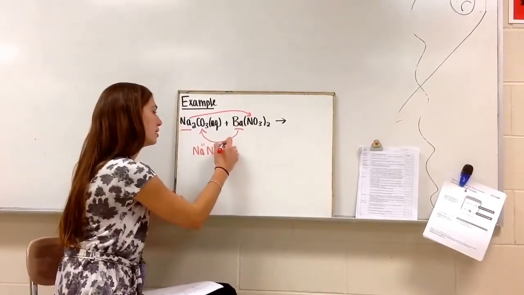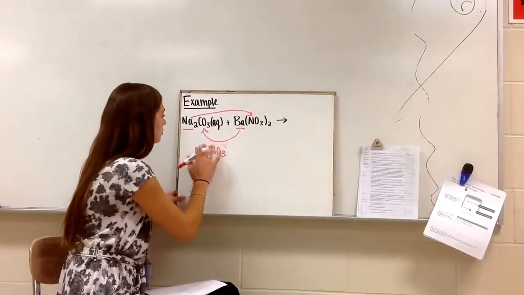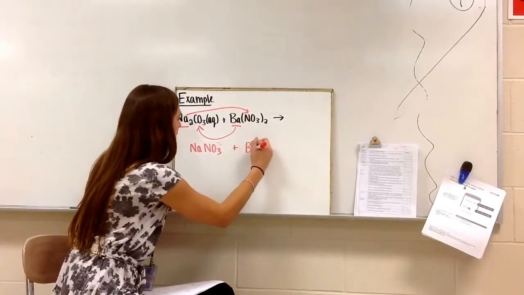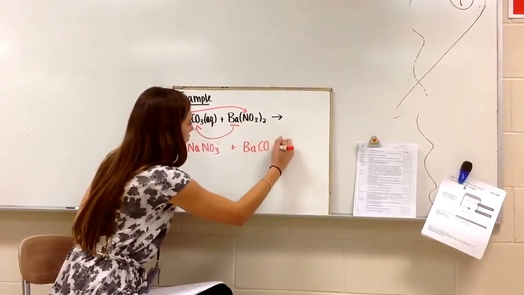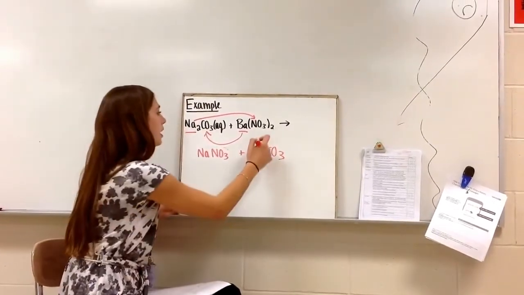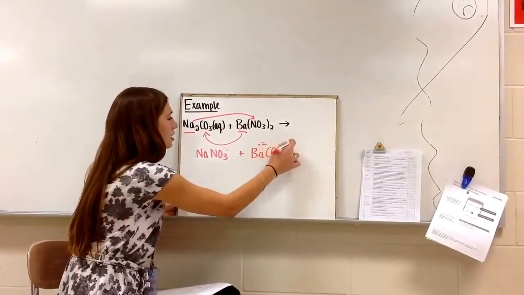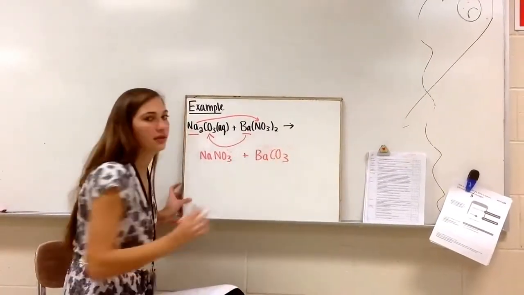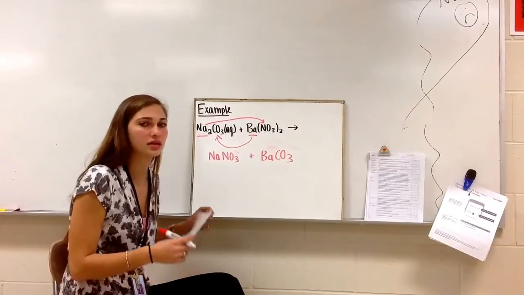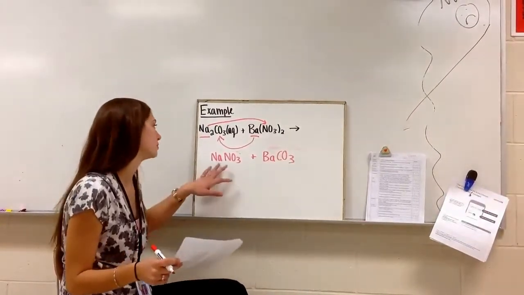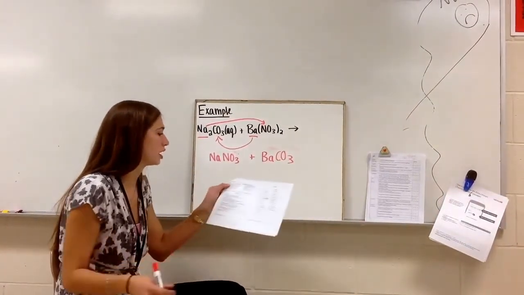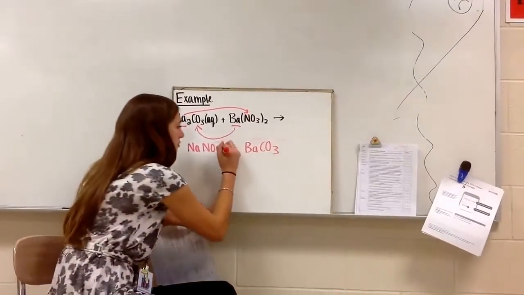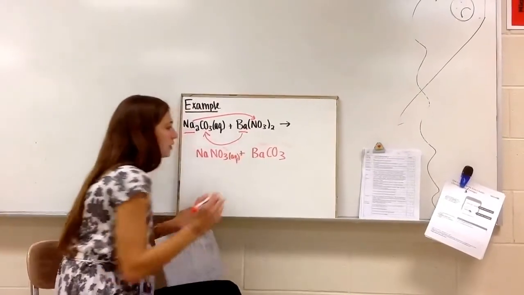And our charges here balance out, so we're good. And then we have barium carbonate. We got a +2, -2, so we're good there also. Now we need to figure out which one here is going to be your solid and which one is going to be aqueous. So if you look in our solubility rules, all nitrates are soluble. So that one's going to be aqueous.